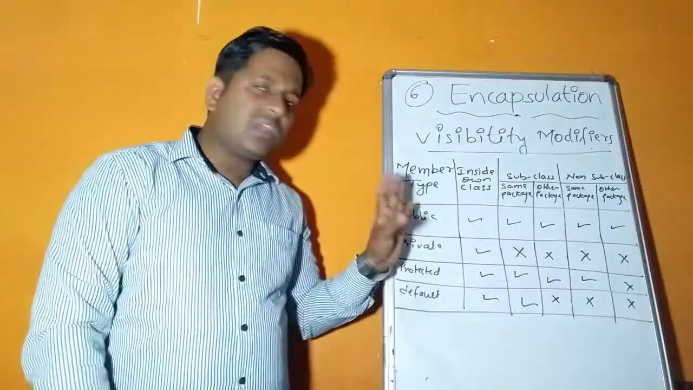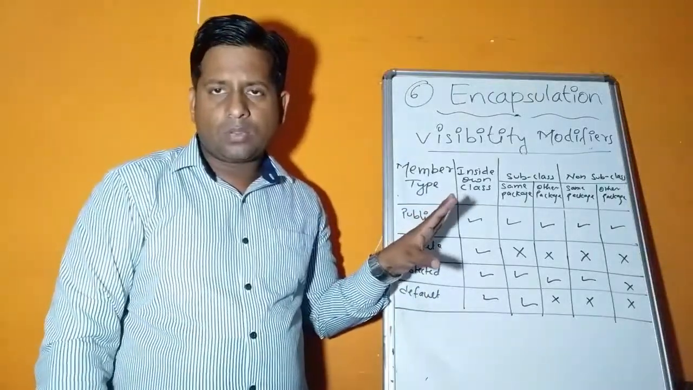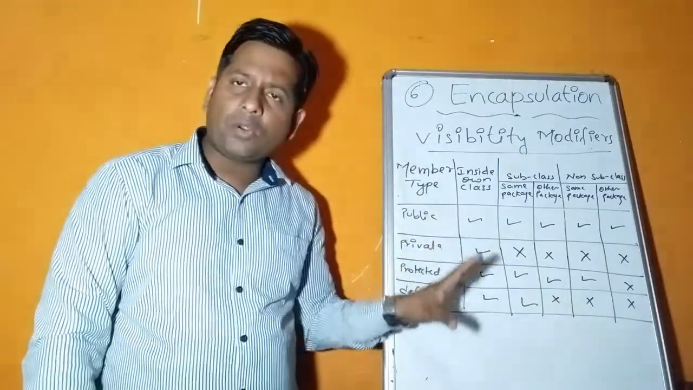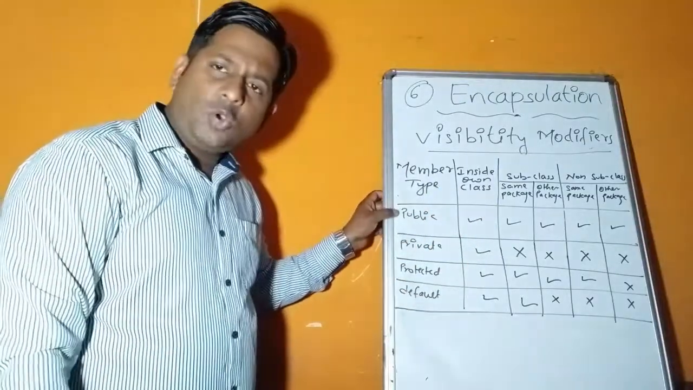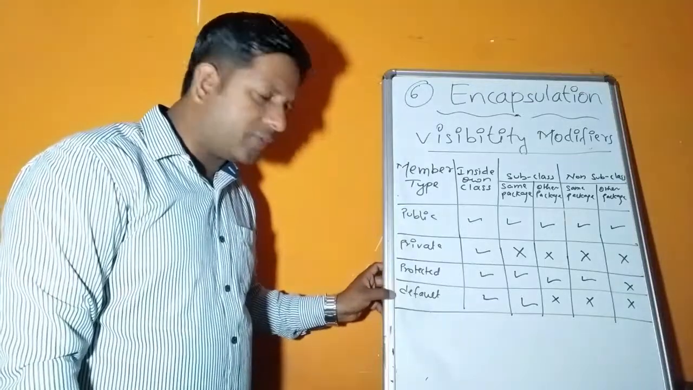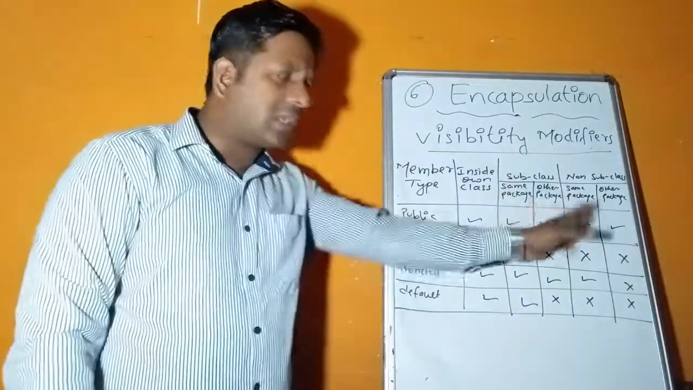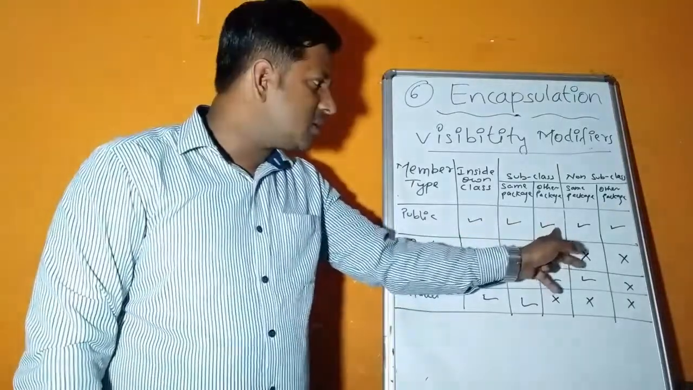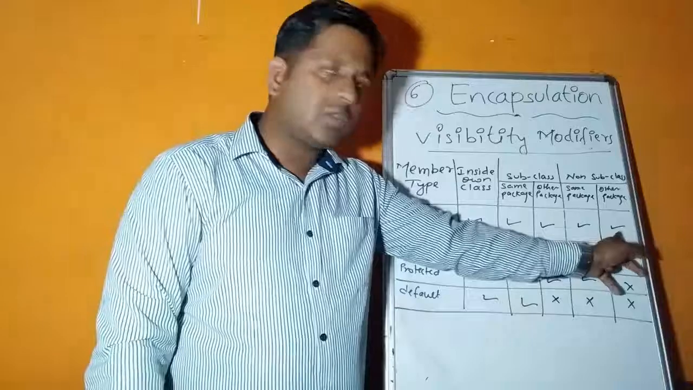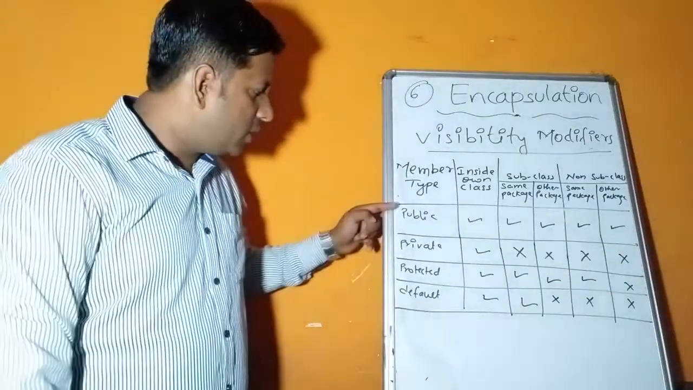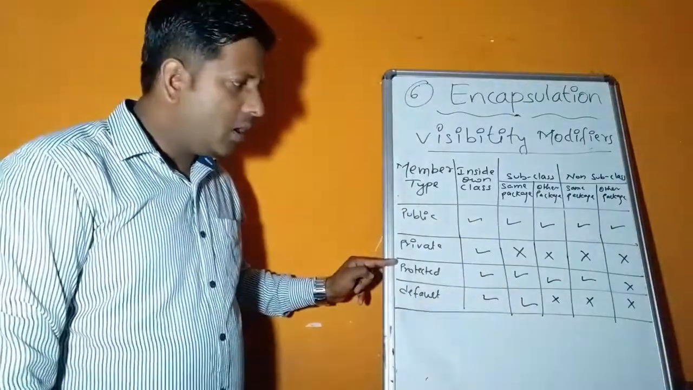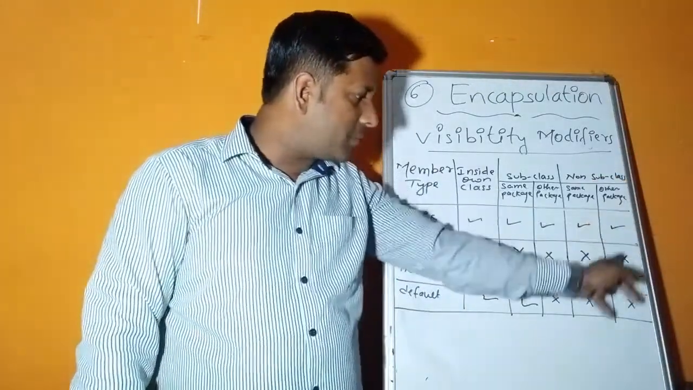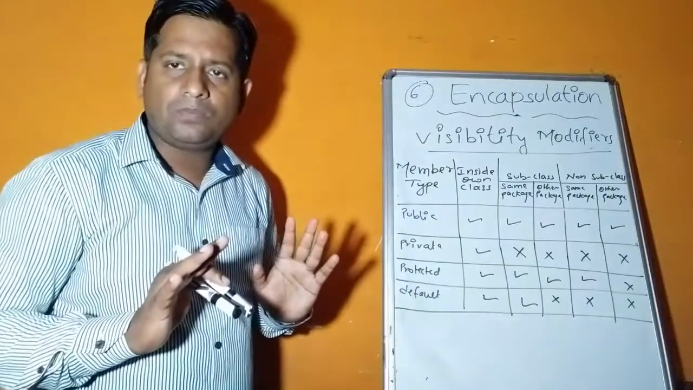So children, this is the accessibility mode, or visibility modifiers. See, once again I am saying to you: public, private, protected, default. Public is accessible in all the cases. See, inside on class, subclass same package, subclass other package, non-subclass same package, non-subclass other package. Okay, now let us come to the part of protected. Protected is only not accessible when it is non-subclass other package. Rest all it is accessible.